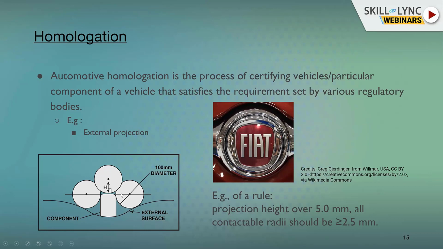If I take a horizontal cross section on it, typically a ball analysis is made over that cross section. Depending upon the market, like the country, the ball size varies, and using the three ball analysis, the height of the projection is determined. For example, here the projection height is over 5 mm, which is the requirement for the European market. If the projection height is more than 5 mm, then the radius at all the edges of the external projection should be greater than 2.5 mm. That is one of the criteria, and there are many requirements that fall into homologation. This is one example of it.